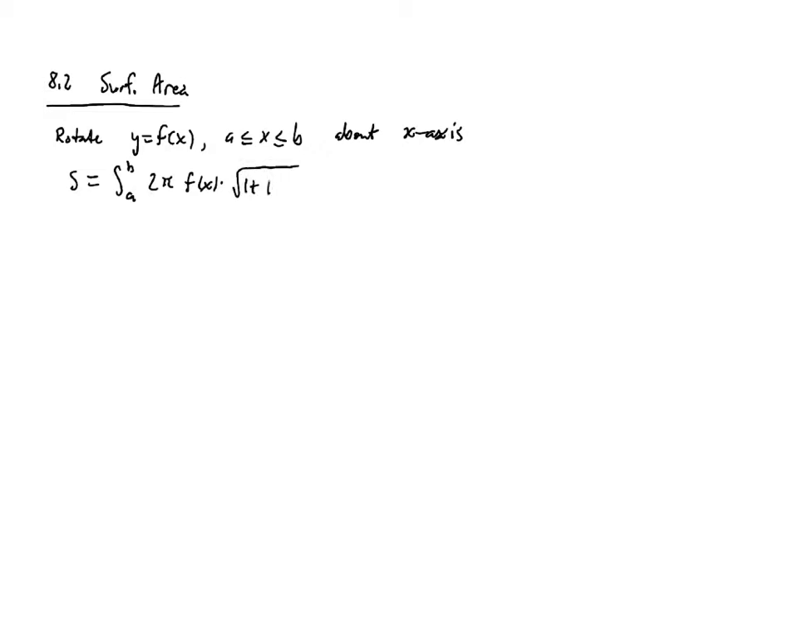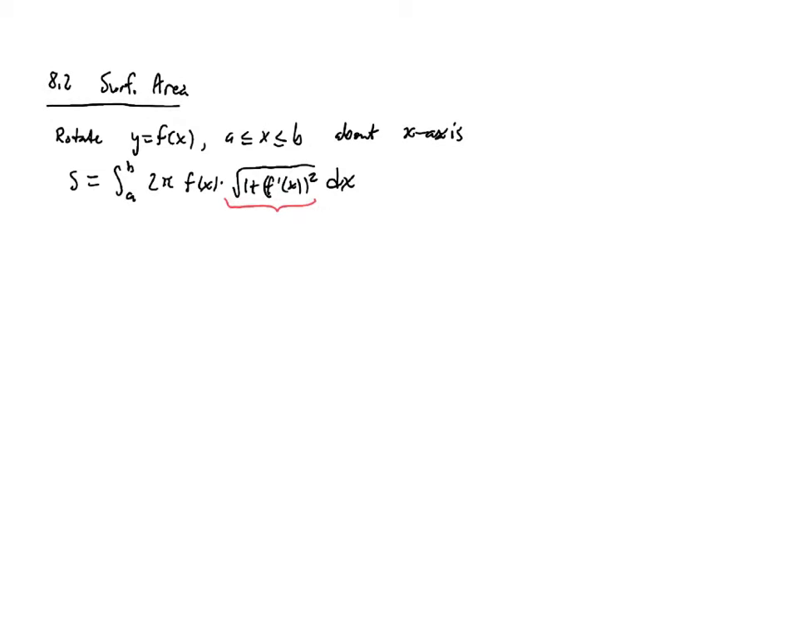So if I'm looking at rotating the graph of the function y equals f of x in the range between a and b, and I want to rotate about the x-axis, then the formula that we derived for the surface area is the integral from a to b of 2 pi f of x times the square root of 1 plus f prime of x squared dx.